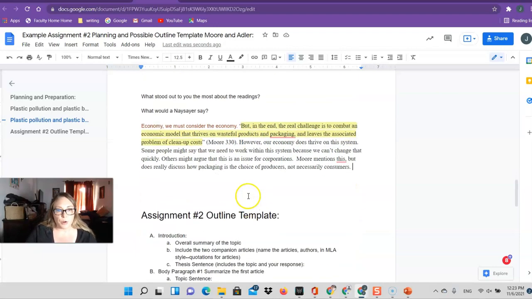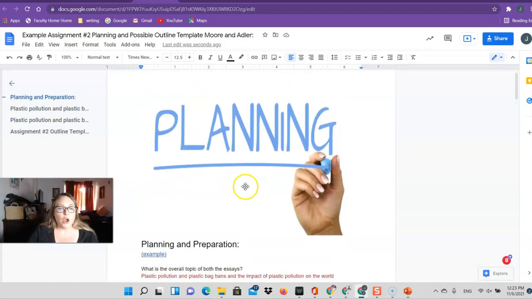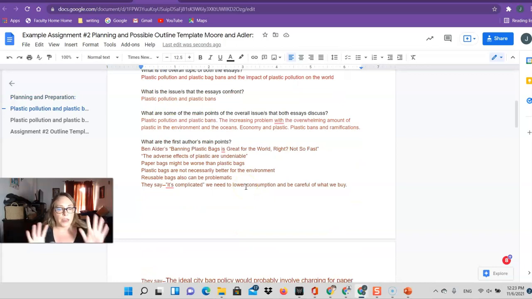So this is the first part of the planning activity. Hopefully you guys have a good idea now of how to do this, and you can get started on it right away.